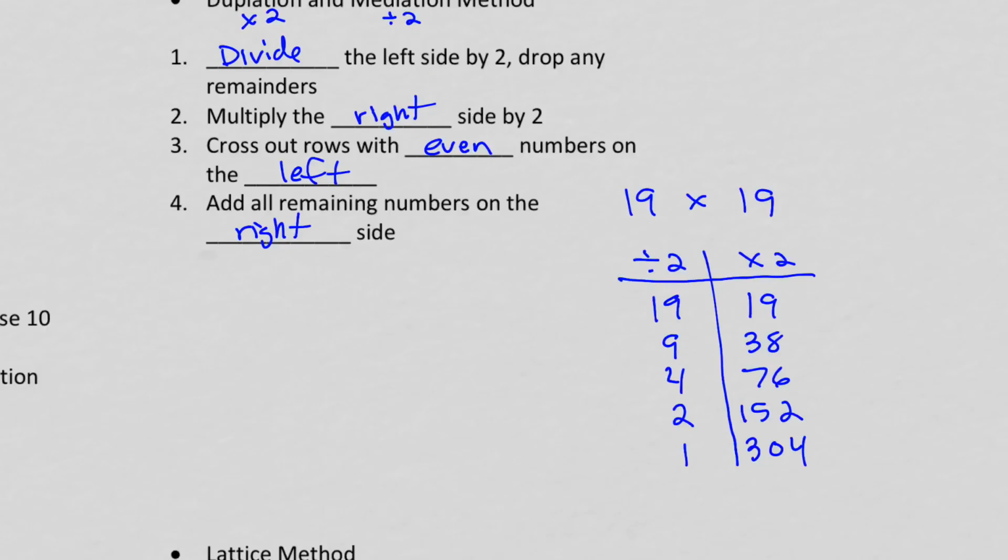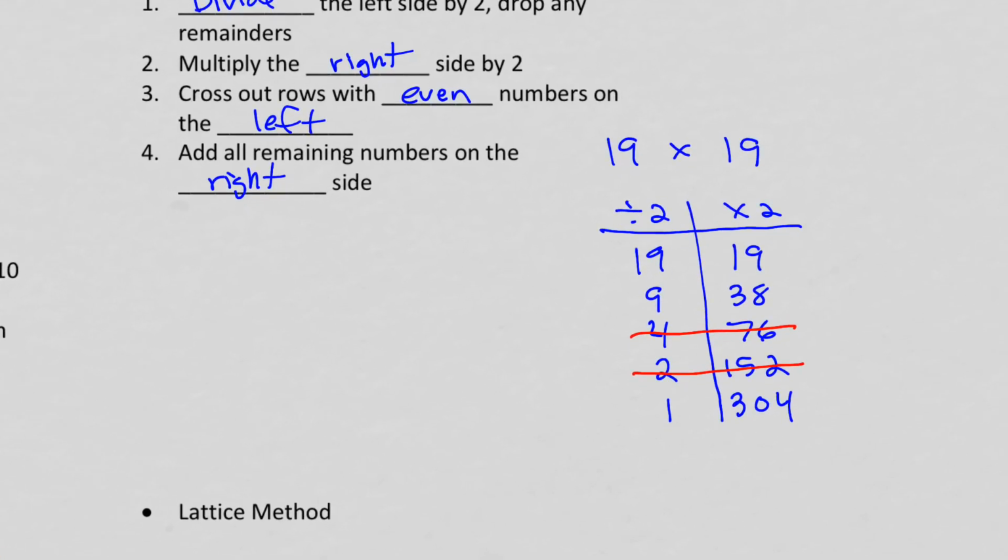Step 3 would be to cross out even numbers on the left side, the whole row. So I see a 4. That whole row is going to get crossed out. A 2. So I'm going to be adding the remaining 3 numbers on the right. And if you add those up, you get 361.